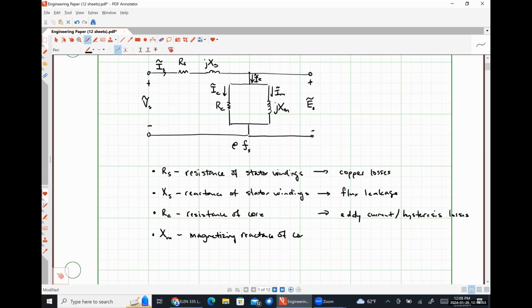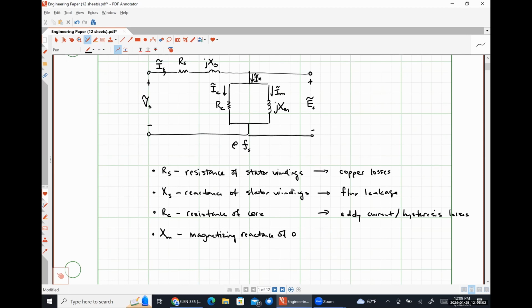Of the core. Or actually, let's call it the magnetizing reactance of the air gap. We'll talk about it in a minute, but effectively the air gap is going to dominate the reluctance of this system. And so it's really not going to take a whole lot of energy to magnetize the core, but it's going to take a whole lot of energy to sufficiently magnetize the air gap to cause our motor to spin.